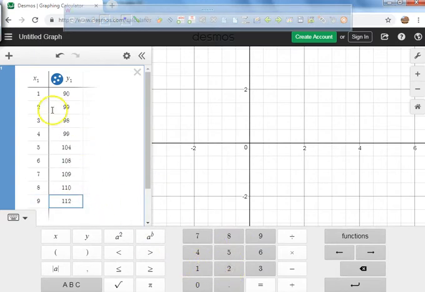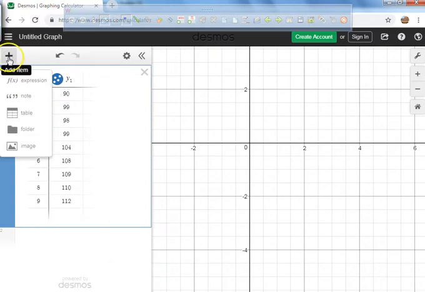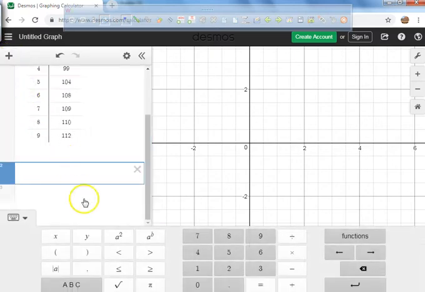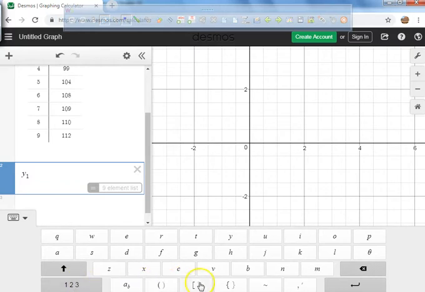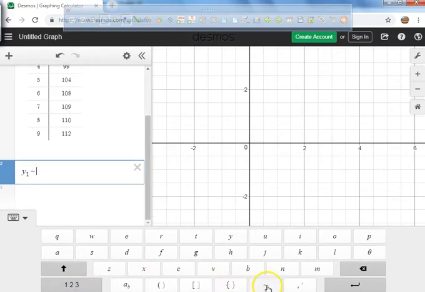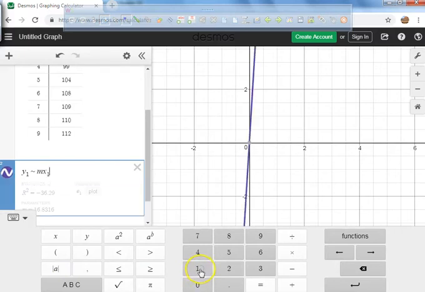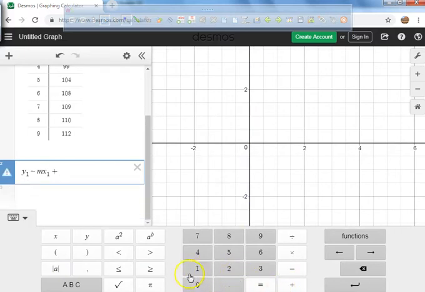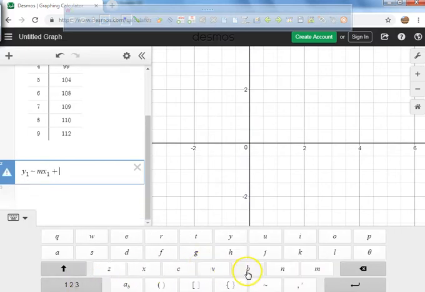Alright, now that I have it typed in, because it says x1 and y1, I want you to hit plus, f of x expression, and this is what I need you guys to do. Write this down. Put y1. You got to go to A, B, C. You got to find the little tilde. The tilde. That's what it's called. The little squiggly line. Then x1 plus b. And look what it does.